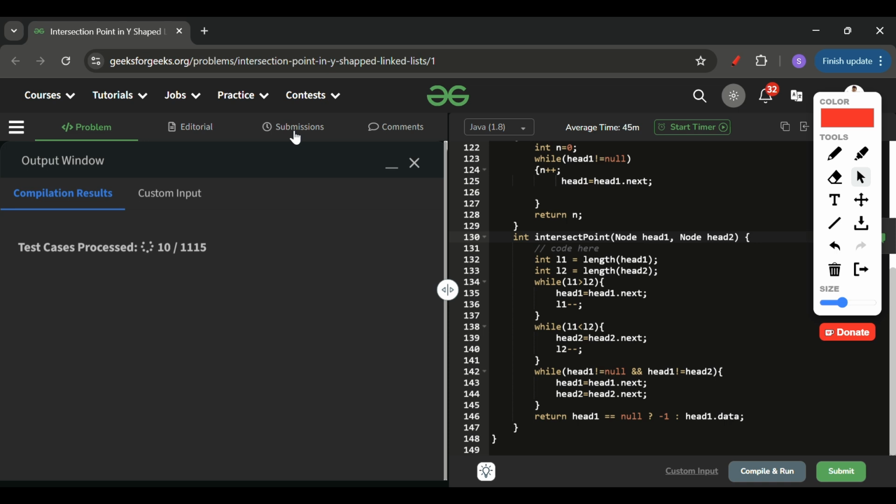Actually, I'm also solving it after a long time. So I hope it is getting accepted.